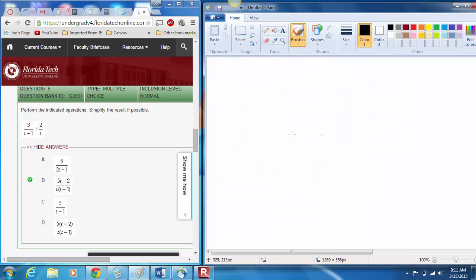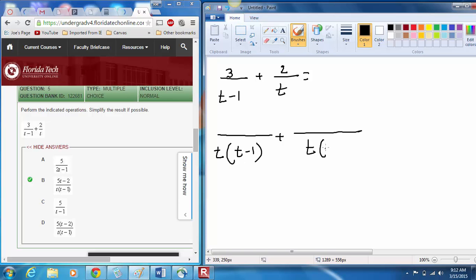On the next question, we have 3 over t minus 1 plus 2 over t. Perform the indicated operation. So in this problem, we have to find the lowest common denominator. Since there is no common factor among these two, we take both of them. So my new denominator would be t times t minus 1. Now, we change this t minus 1 to t times t minus 1. We multiplied by t, so we've got to multiply the numerator by t.